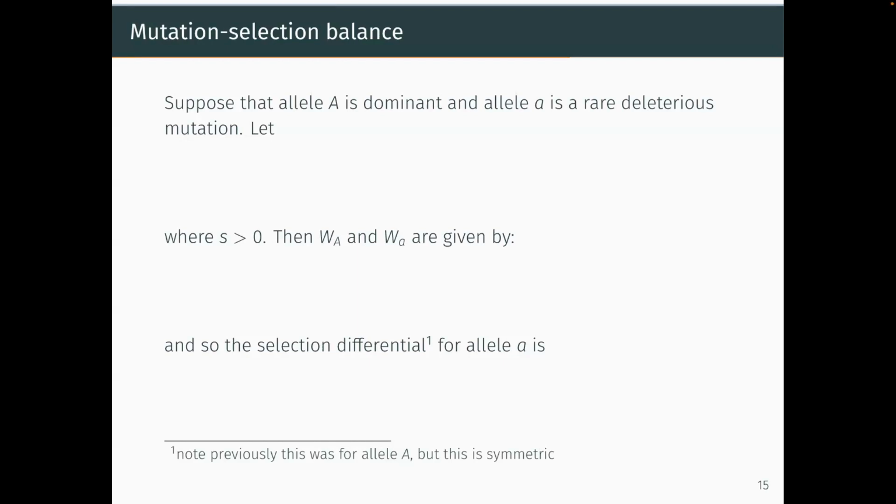So you've got these two opposing forces. And then we want to think about the balance of these two forces. Can it tell you something about the frequency that you'd expect these alleles to be at? Can it tell you about the rates of mutation as well?